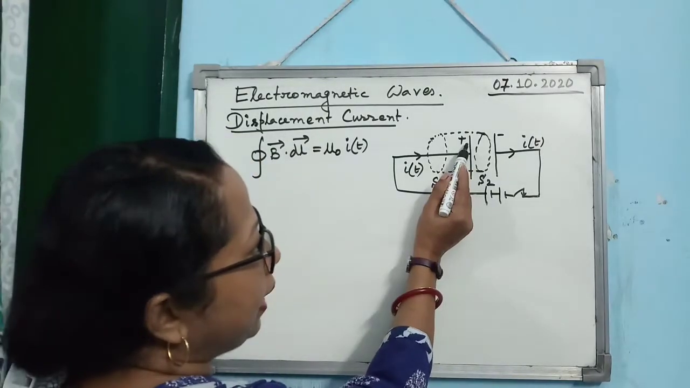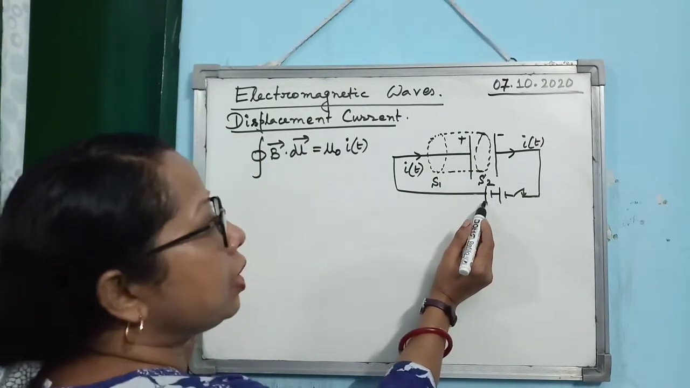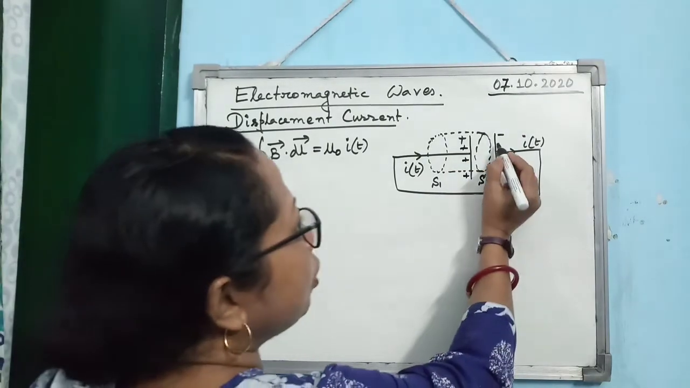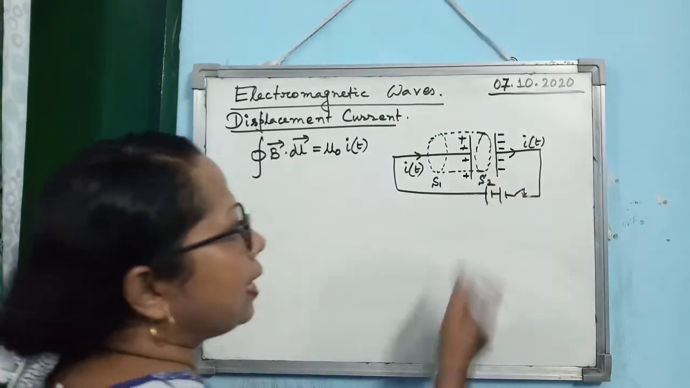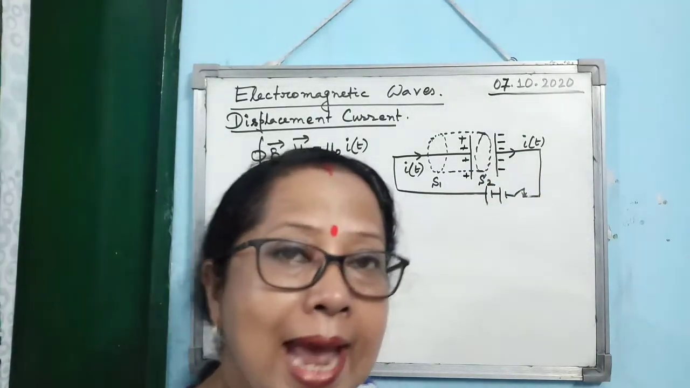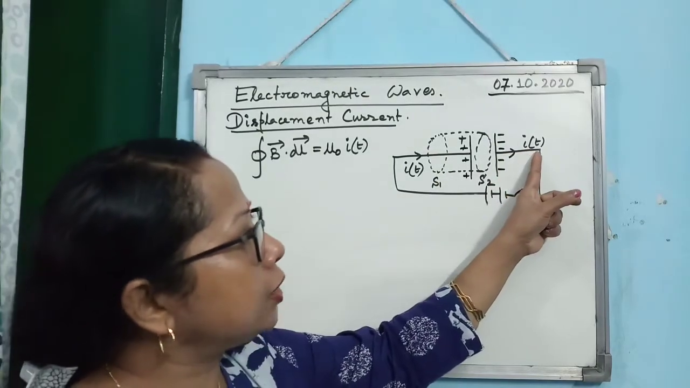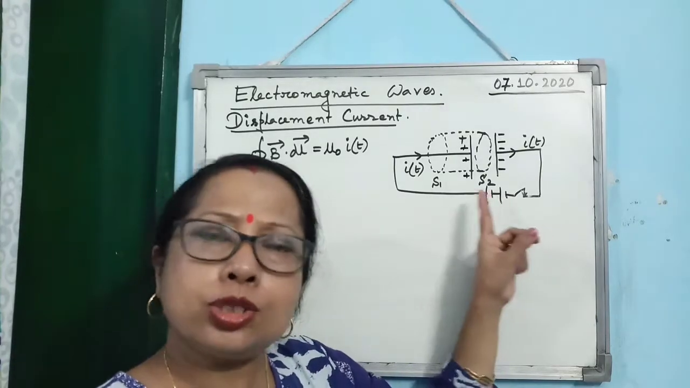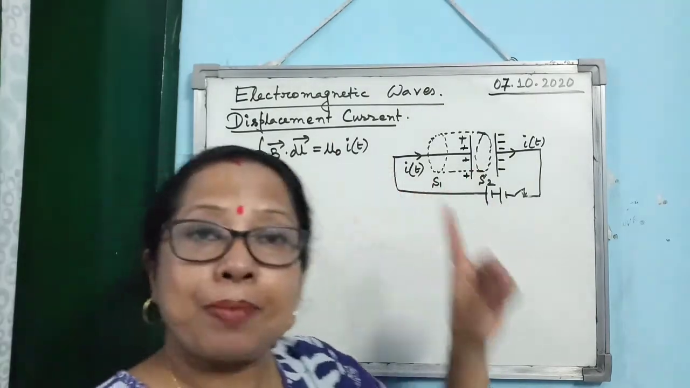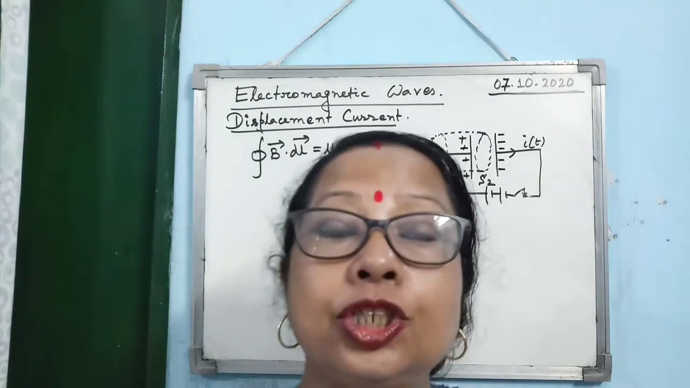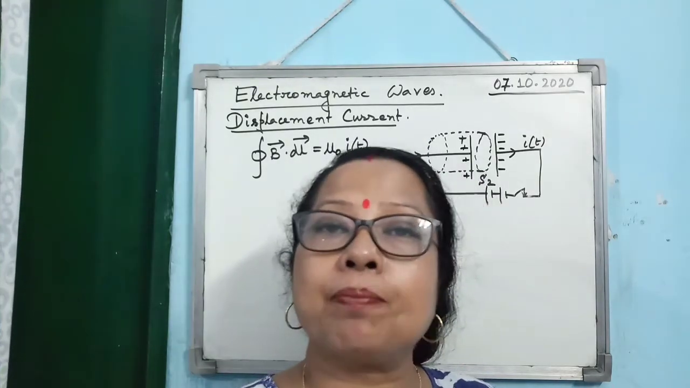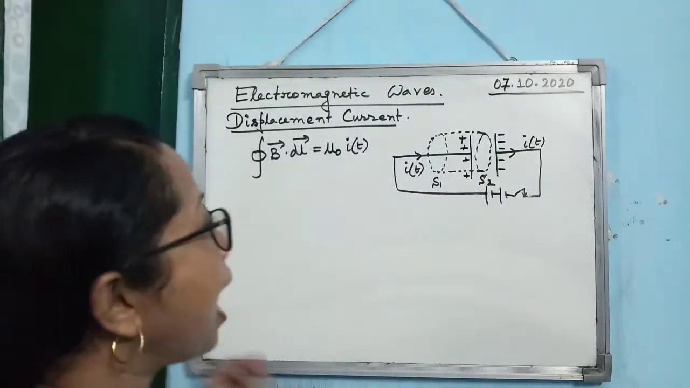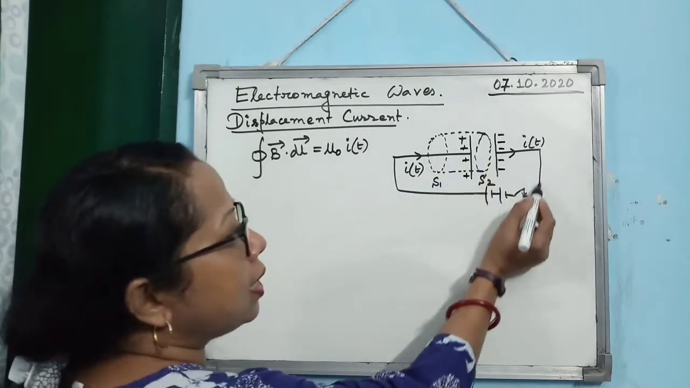Means on this plate, which is connected to the positive terminal of the battery, positive charges will accumulate, and due to induction, negative charge will accumulate on the opposite plate, and the free positive charge will pass through the negative terminal of the battery. So when the capacitor plates are getting charged, what is happening? A current is passing through the circuit.